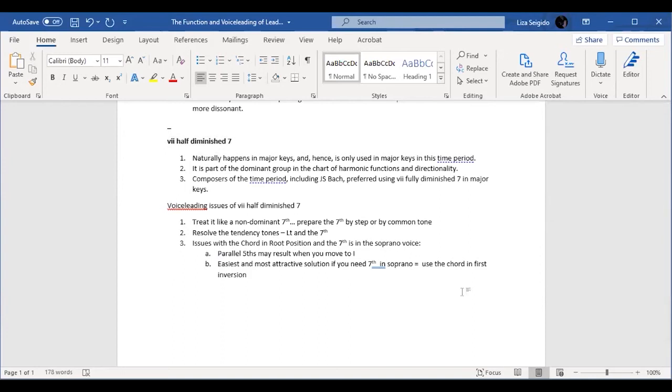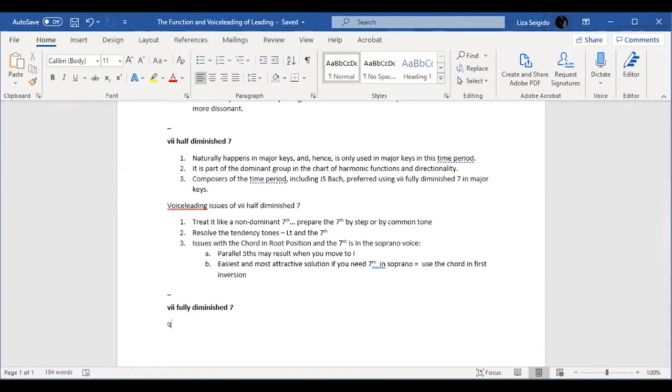All right, let me make a little space there. 7 fully diminished 7: I can't draw the symbol for you here, but it's the Roman numeral with the degree sign through it, without a slash through it. And I can highlight this because it's an important topic. Okay, a little bit about 7 fully diminished 7.